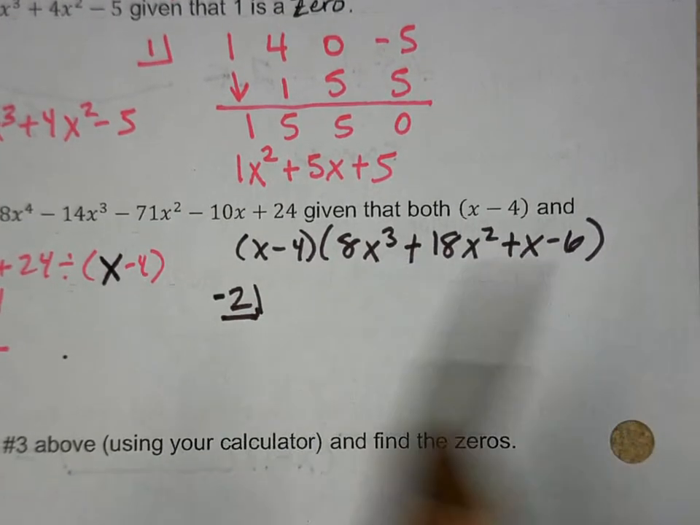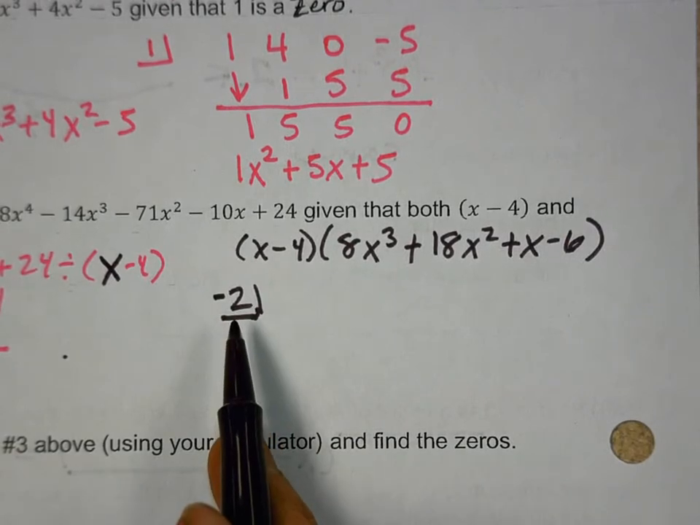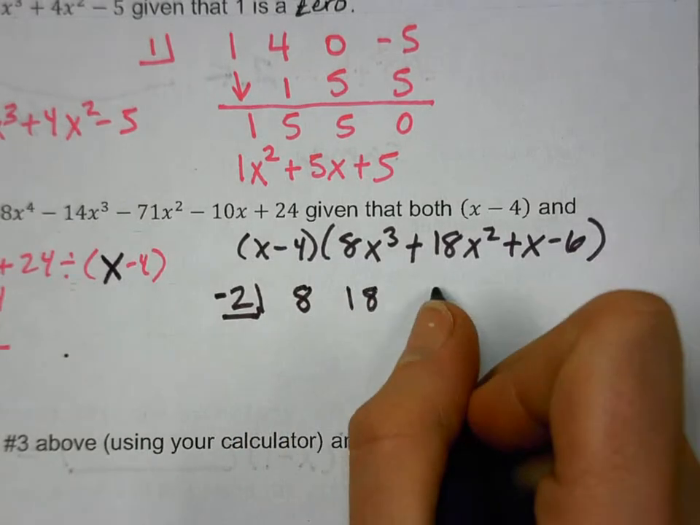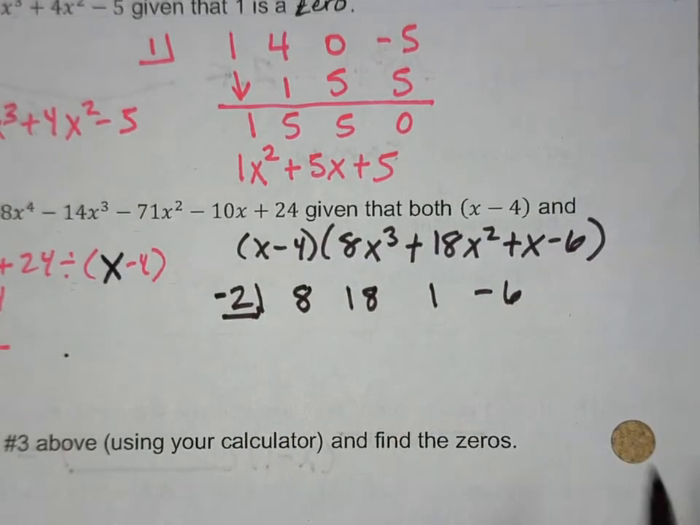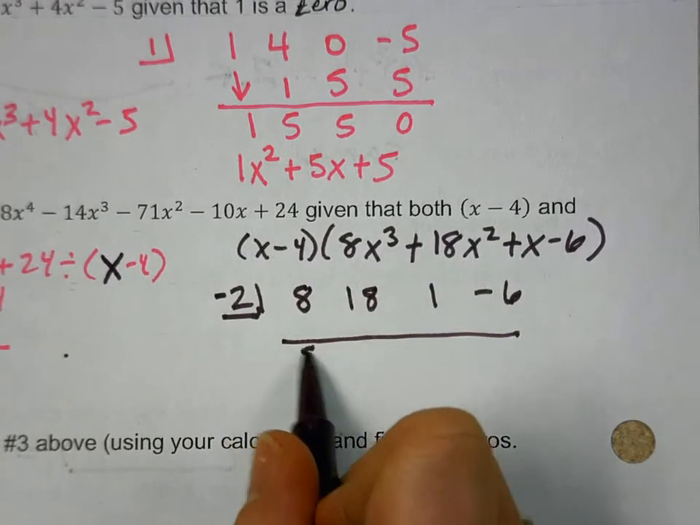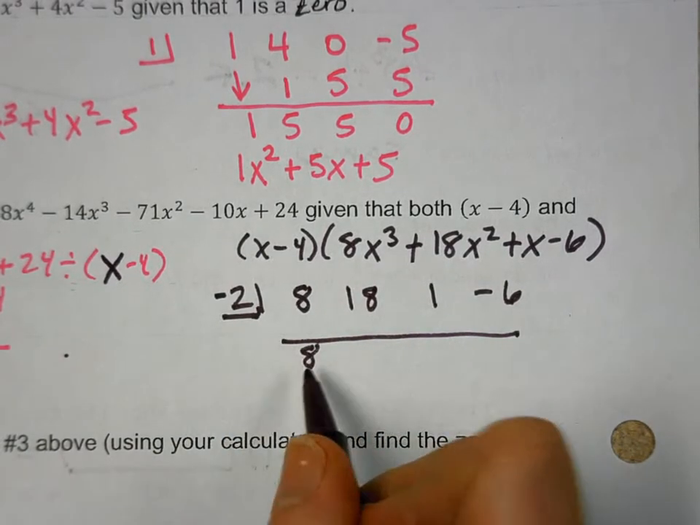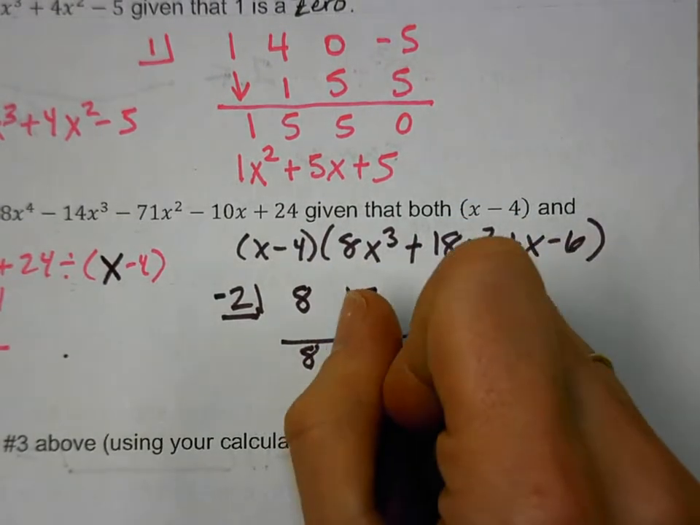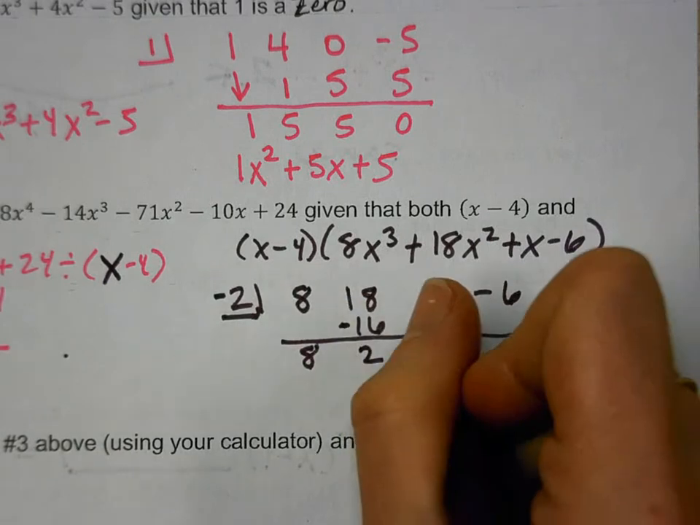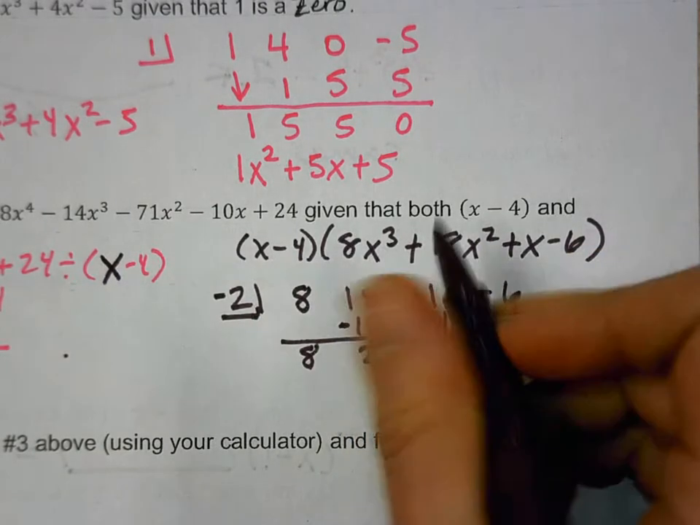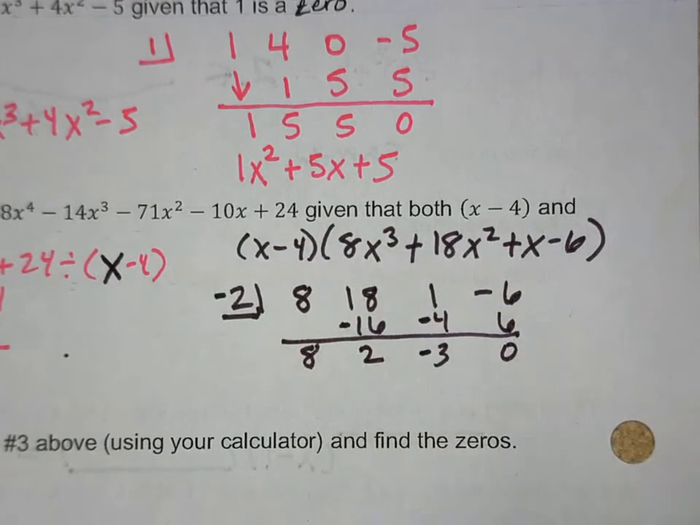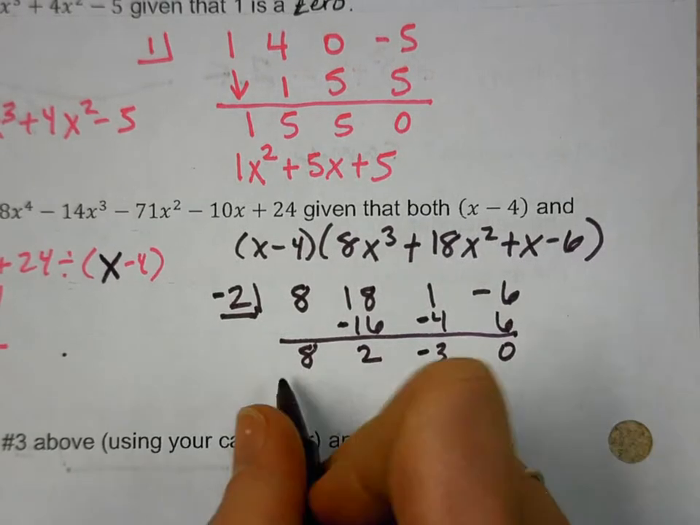Got it. So now I put in negative 2, right? And I'm going to line up this. So I have 8, 18, 1, negative 6. And I bring down that 8. Negative 2 times 8 is negative 16. 18 plus negative 16 is 2. Negative 2 times 2 is negative 4. 1 plus negative 4 is negative 3. Negative 2 times negative 3 is 6. Negative 6 plus 6 is 0. And here's this last factor, which is 8.